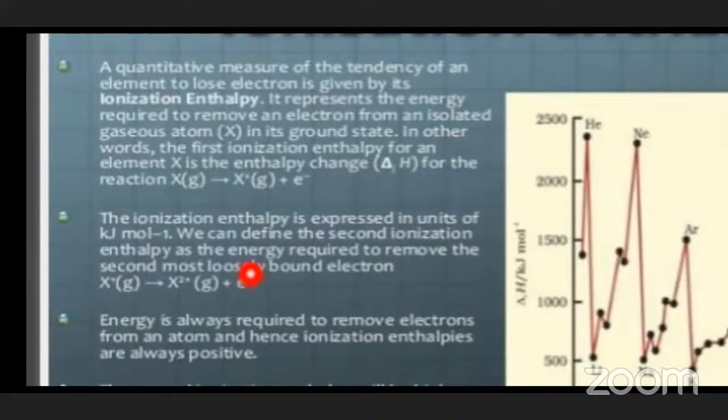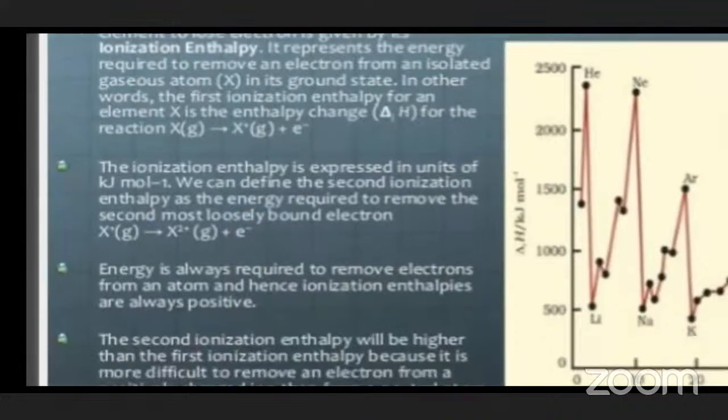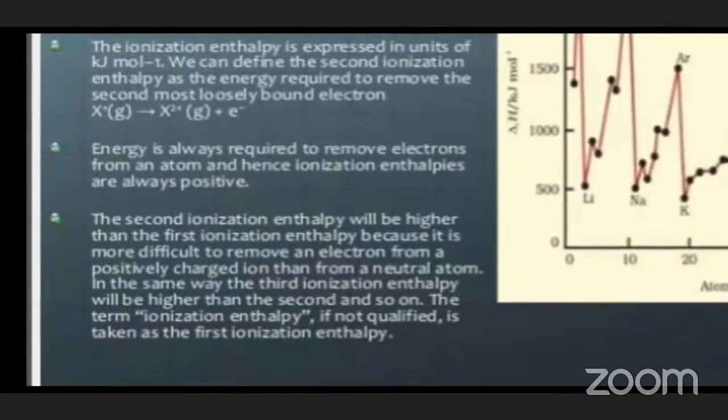So the number of electrons we remove determines the name of that ionization potential. The first electron we remove, first ionization potential. The second electron we remove, second ionization potential. Similarly, the next ionization potential energy is always higher than the previous one. That means IPE1 is always less than IPE2, and IPE3 is greater than IPE2.